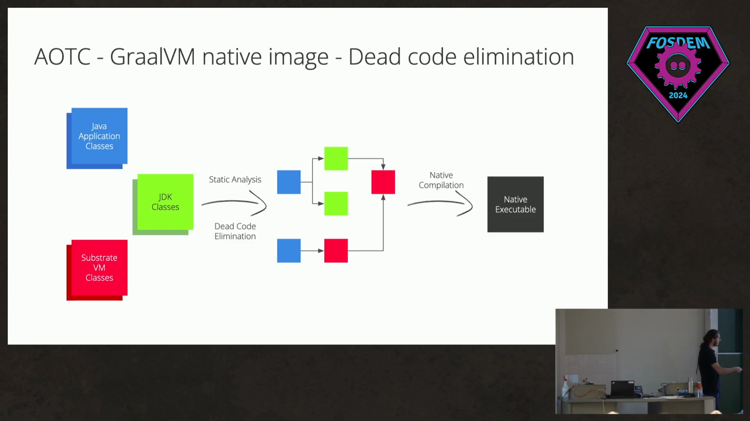Then it performs a static analysis, and this will allow it to perform dead code elimination. So it essentially doesn't compile any code that you don't need. If your application doesn't reference some part of your class path or your dependencies, it won't go in the binary. So it creates a graph like this, where your Java applications reference some JDK classes, and the JDK classes reference some substrate VM classes, and it will eventually compile it to a native binary.